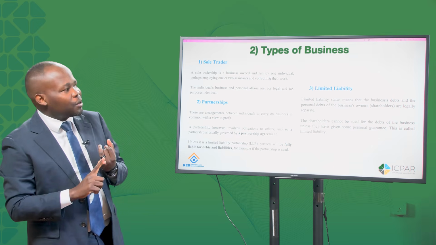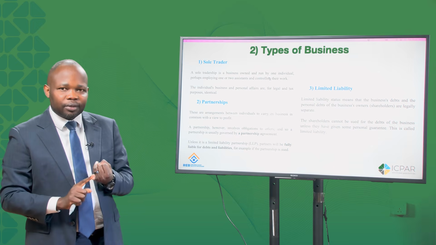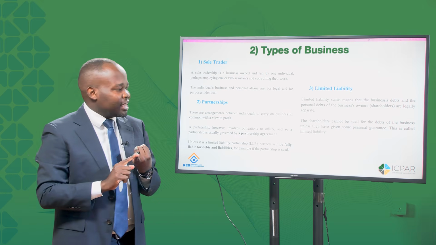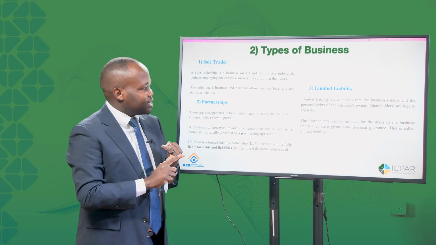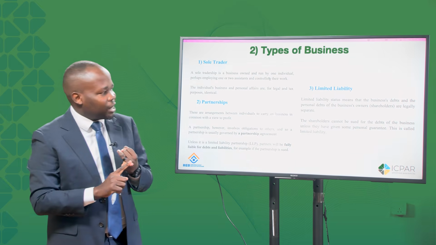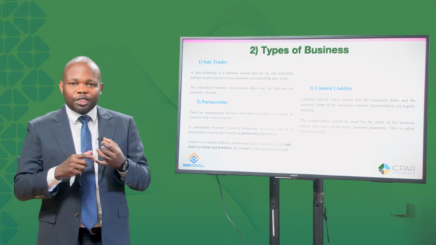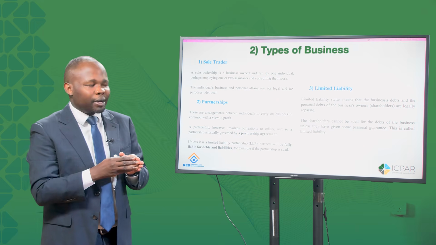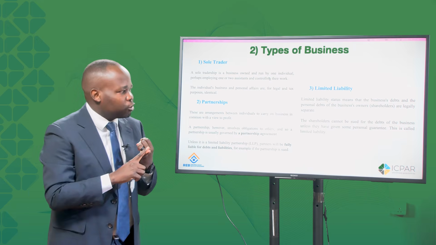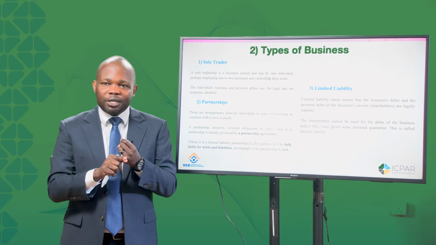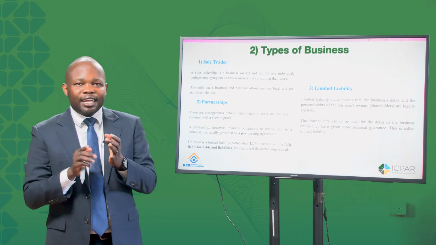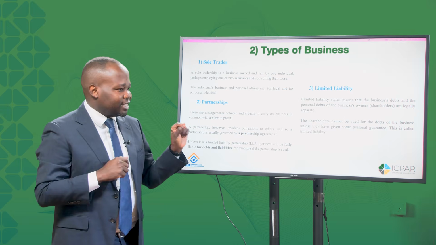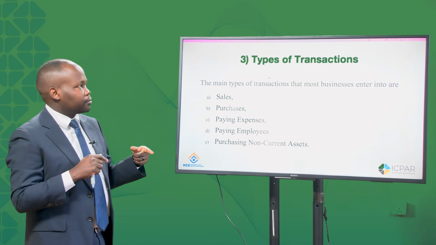On the other hand, we have a limited liability. In a limited liability arrangement, the status means that the business debts and personal debts of the business owners are separate. So the individual's debts and the debts of the business are separate. The shareholders cannot be sued for the debts of the business because they are separate. So the debts of the business and the individual's debts are separate.